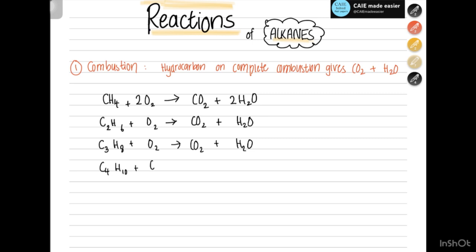C4H10 plus oxygen. Alkenes also undergo this reaction, combustion, but we are considering alkanes in this part. Now try to balance these. Okay, now I'll give you the answer.